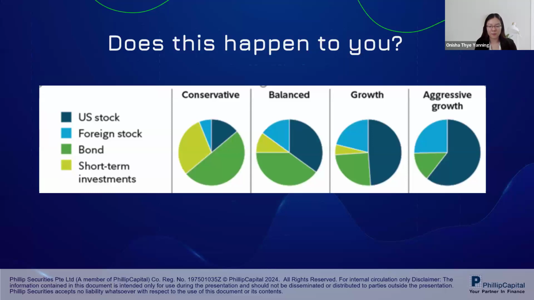Now, please put in the chat which category you are in: conservative, balanced, growth, or aggressive growth, depending on the portfolio that you have currently. Most of us are actually bullish in the long term, right? So put in the chat, everyone, so I can see the dynamic in the group. Aggressive growth means that you have a lot in equities, not necessarily US stocks, but it can be any other stocks.